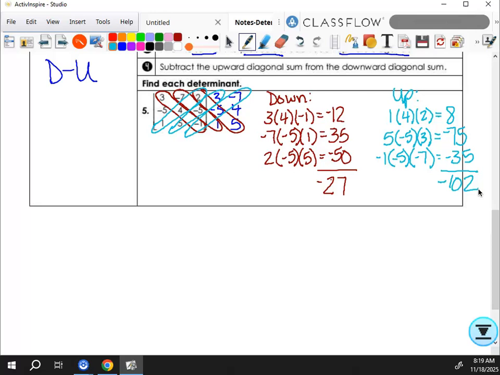Any questions about where any of these numbers are coming from? Okay, but I'm not done, because I have to do down minus up. So that's -27 minus a -102. That becomes plus a positive. So is that 75? No, it is not. What is it? 75?